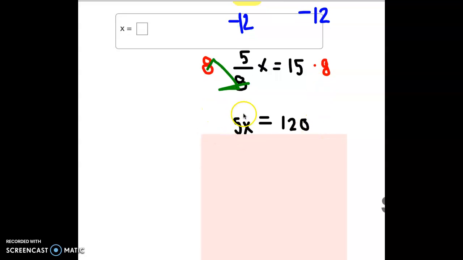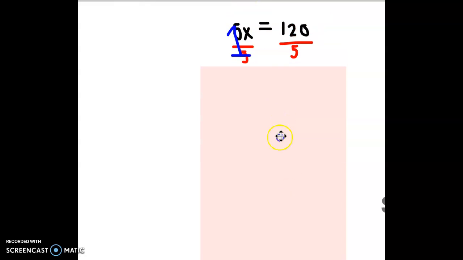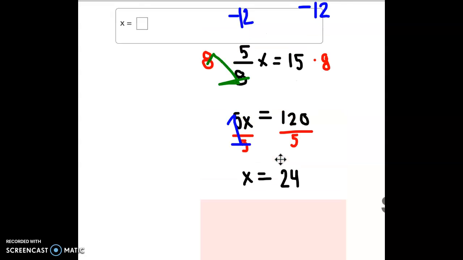All right, now 5x, remember that's 5 times x. So to undo multiplying by 5, we have to divide. So we're going to divide both sides by 5. Again, the whole reason we do that is because we want to make a big 1 over here. 5 over 5 is just 1. So now we have 1x, or just x, by itself on the left-hand side of the equation. And then 120 divided by 5 is 24. So the solution to this equation is x equals 24.